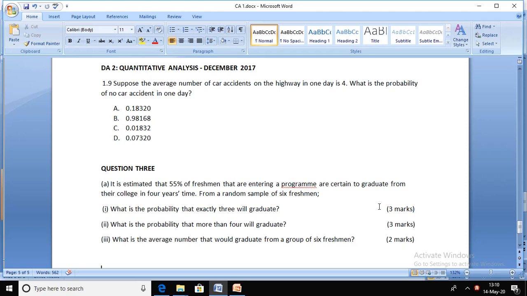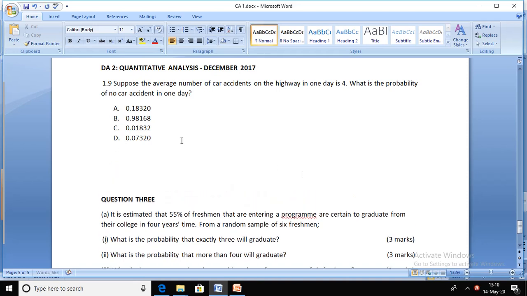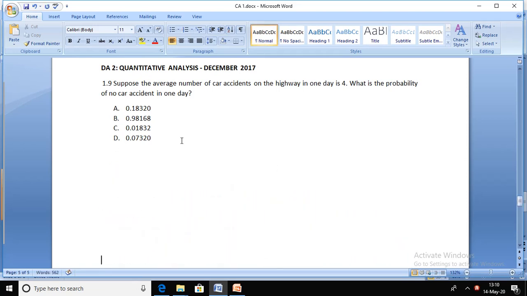So the question is, what type of probability distribution is this? Think about it. I've already given you the guiding rules, characteristics. With the Poisson, you have occurrence. With the binomial, you have trial. So is this a trial or an occurrence? Car accidents.